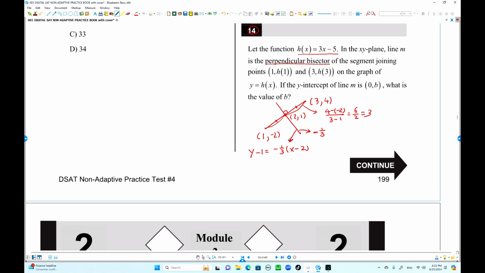Okay, but we need to find the y-intercept. How can you find the y-intercept? Set the value of x equals 0, right? You don't have to express y equals. Just set x equals 0, and you get this: y minus 1 equals negative 1/3 times negative 2, which is 2/3. So the value for y equals 2/3 plus 1, which is 5 over 3. That is the y-intercept. Okay, that's the value of b.